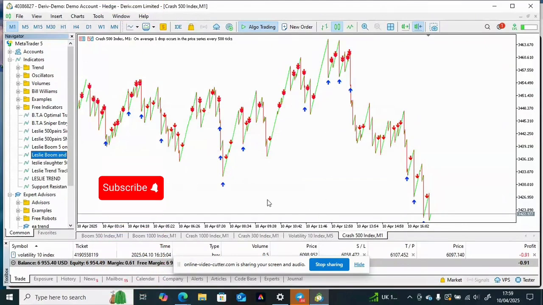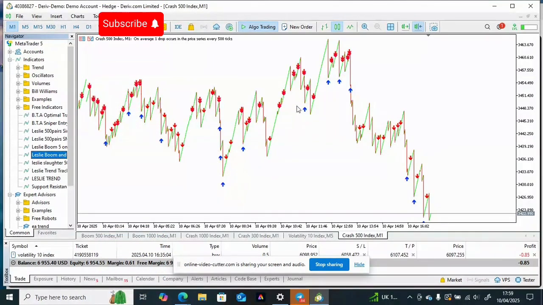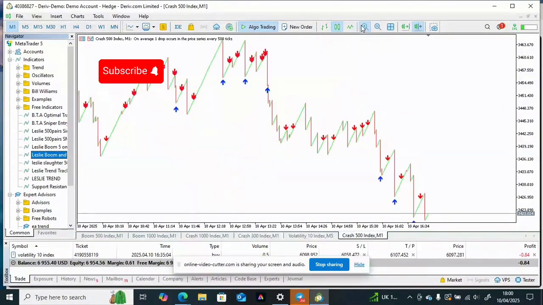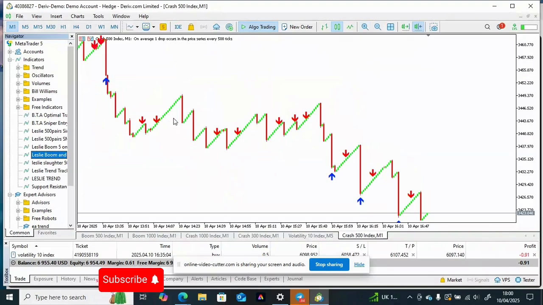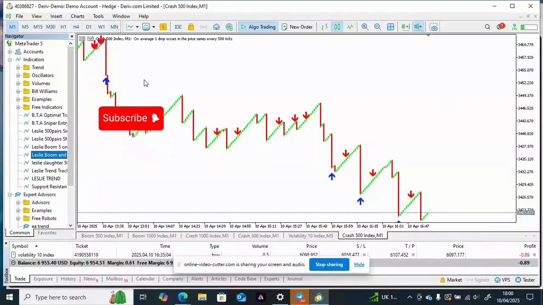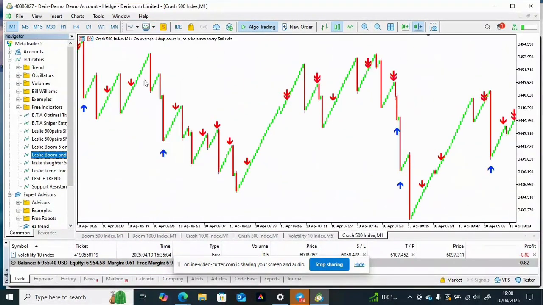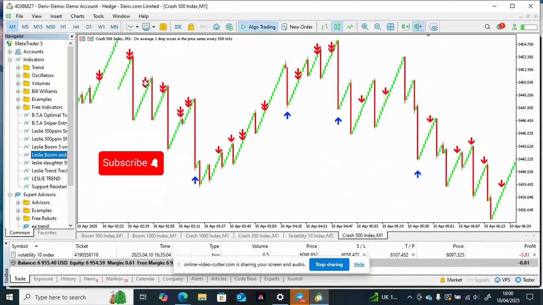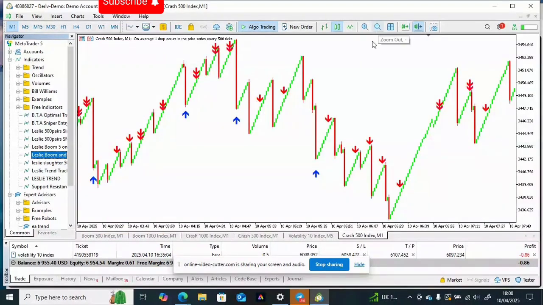When you have it on your chart like this, it means you can use this indicator on M5. It is not for M1, but on M1 you can see what's going on at the moment. You get a lot of spike signals, but I use it on M5.